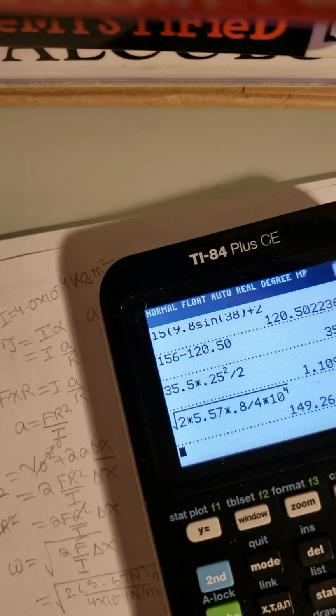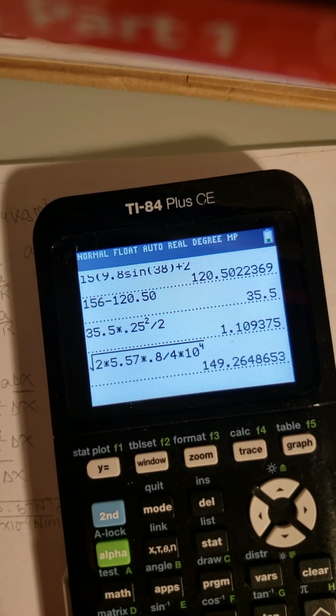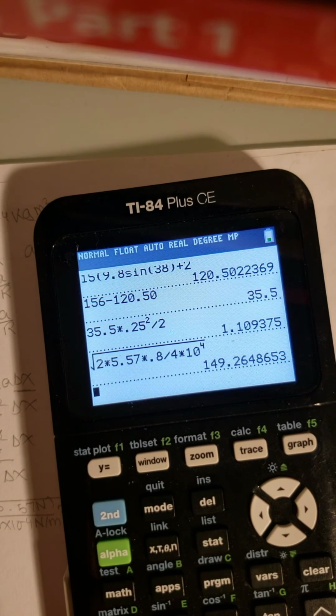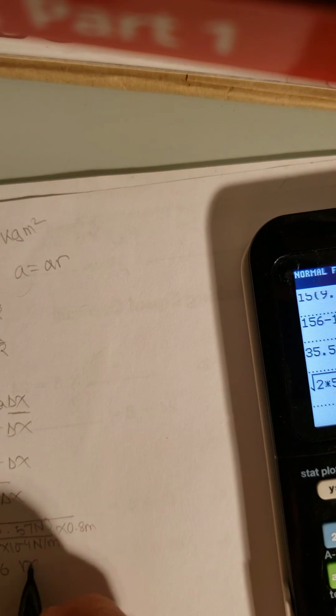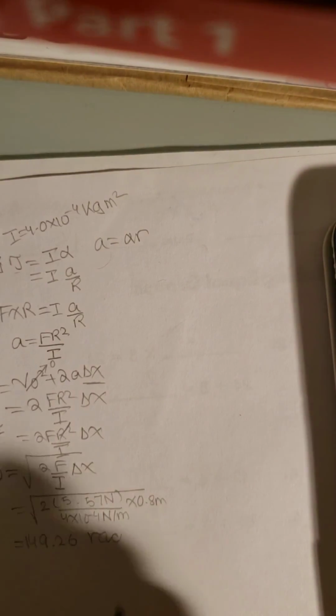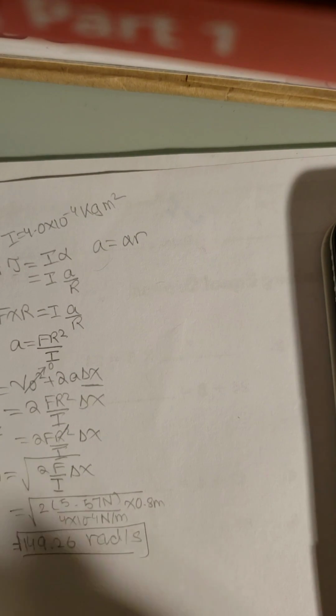If you plug everything in your calculator, you should get 149.26 radians per second as your unit. And that's how you solve number 43.